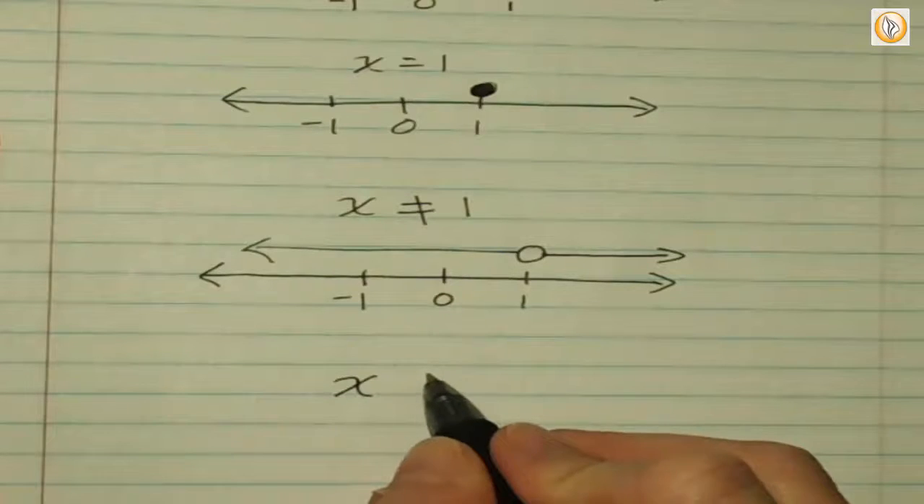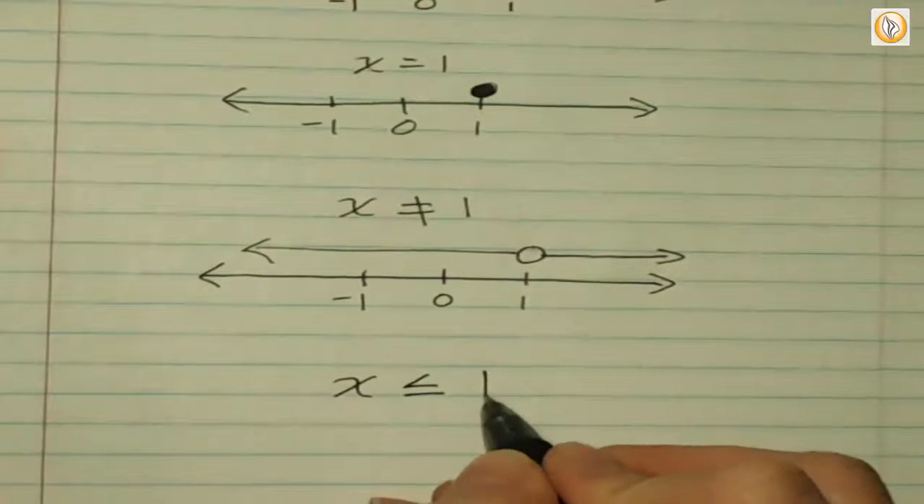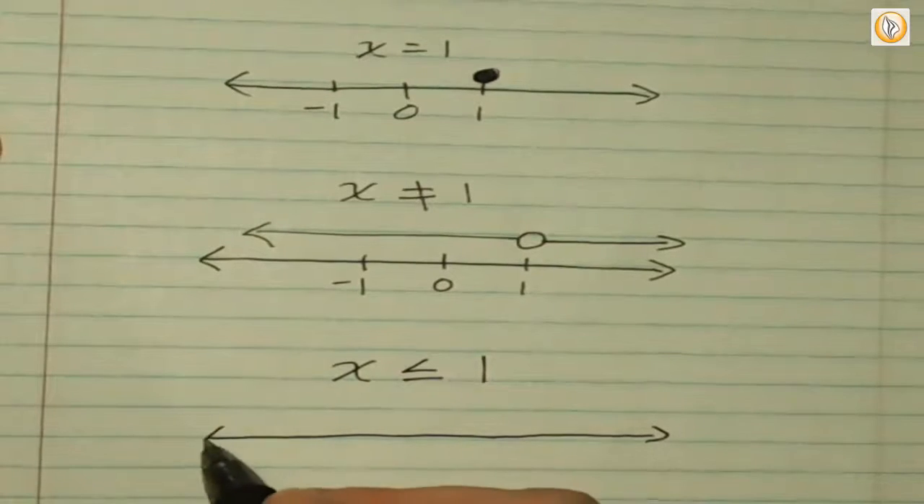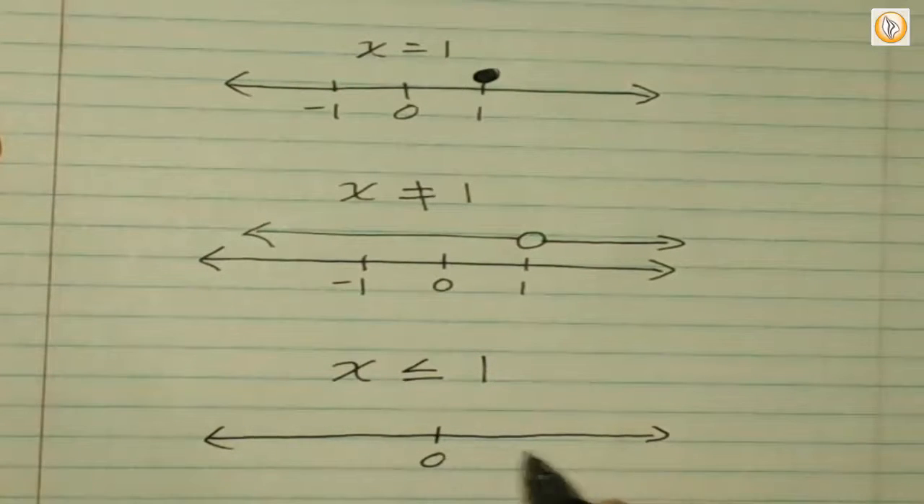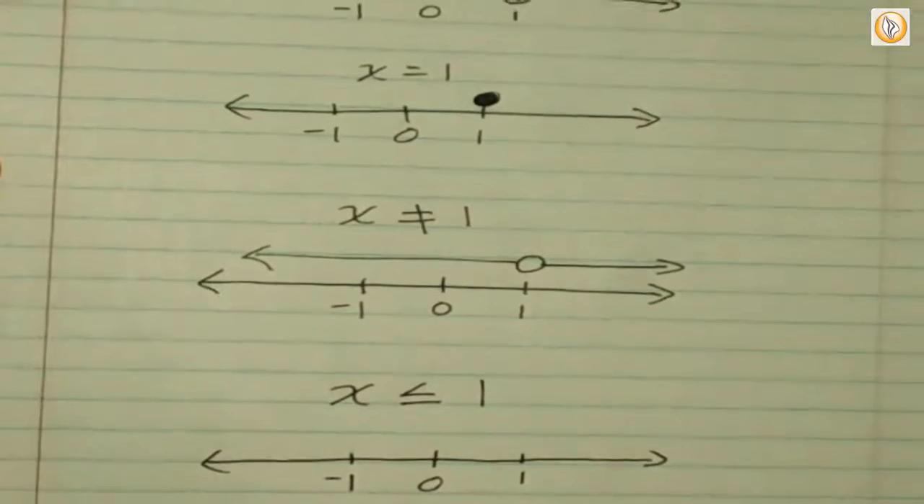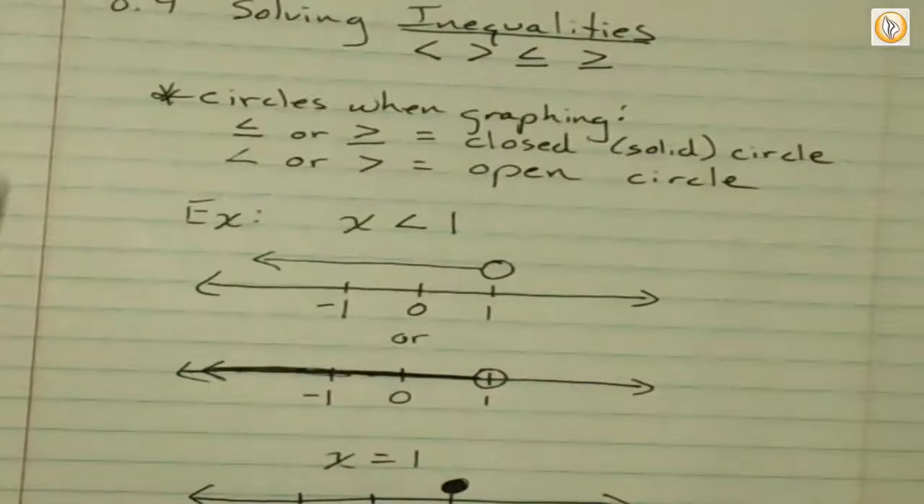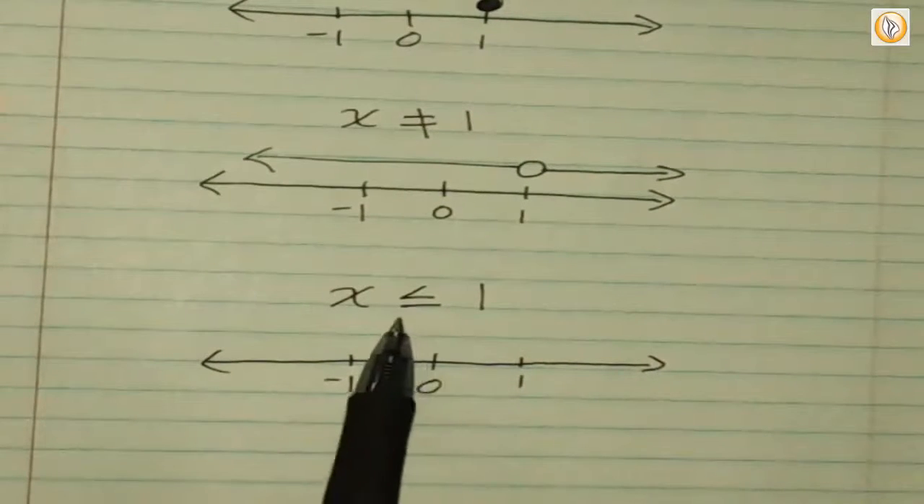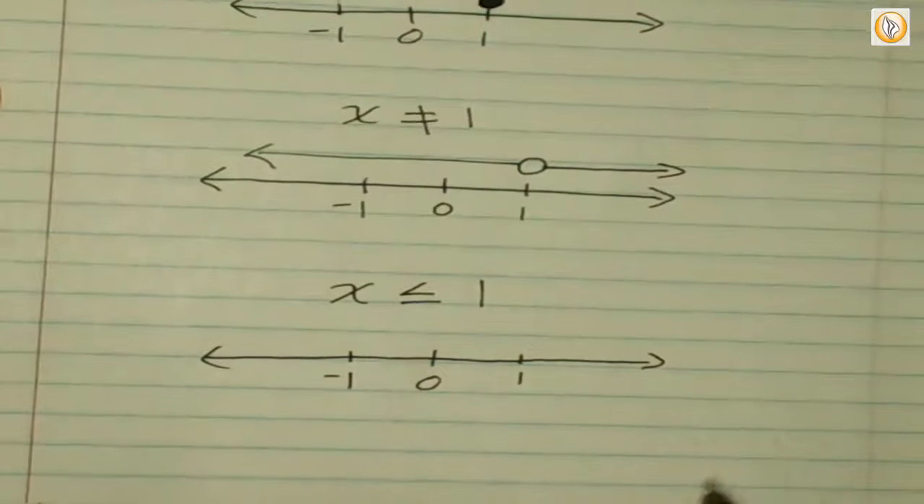How about if it's x is less than or equal to 1? What circle would that be, Aiden? Well, you wrote it down up here. You wrote it down in the notes. So would this be an open or closed circle? Closed. There you go. That's exactly correct.